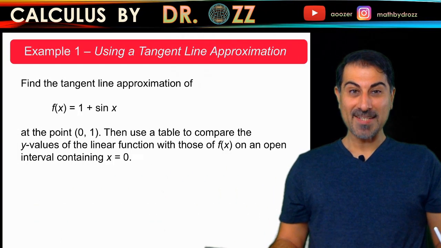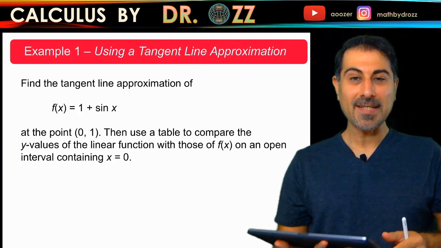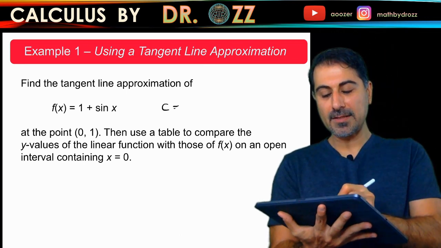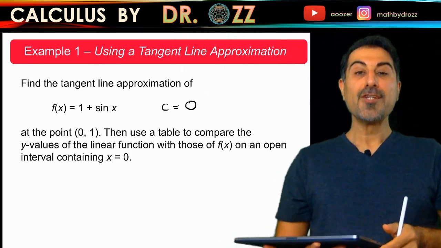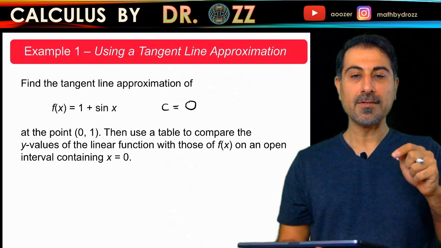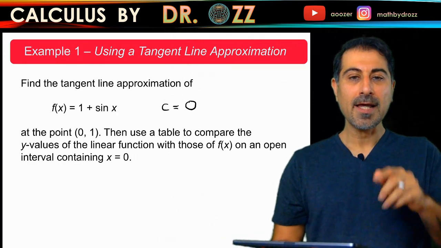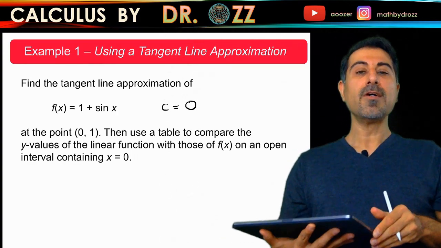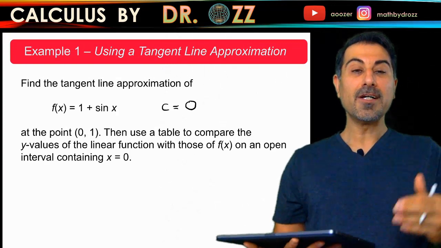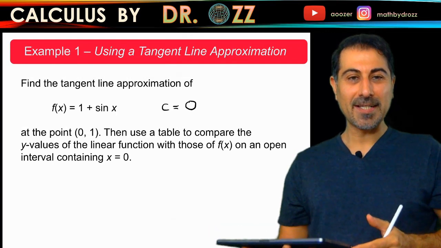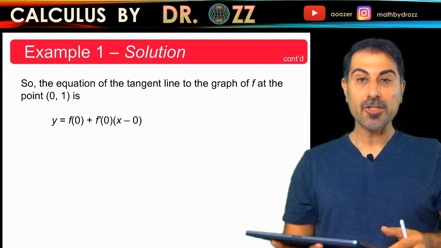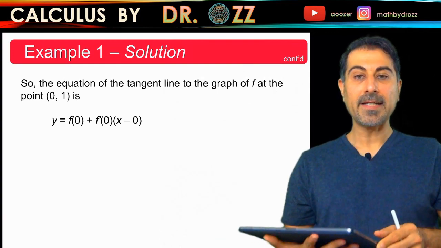All right, let's apply this concept to the function 1 plus sine x at the point (0, 1). In other words, C is equal to 0. We're going to use a table. In one row, we're going to have the values of the linear approximation in the neighborhood of C equals 0. In the next row, we're going to have the function values and see how far we are from the actual values by using the tangent line approximation. And here is the tangent line to the graph at the point (0, 1).